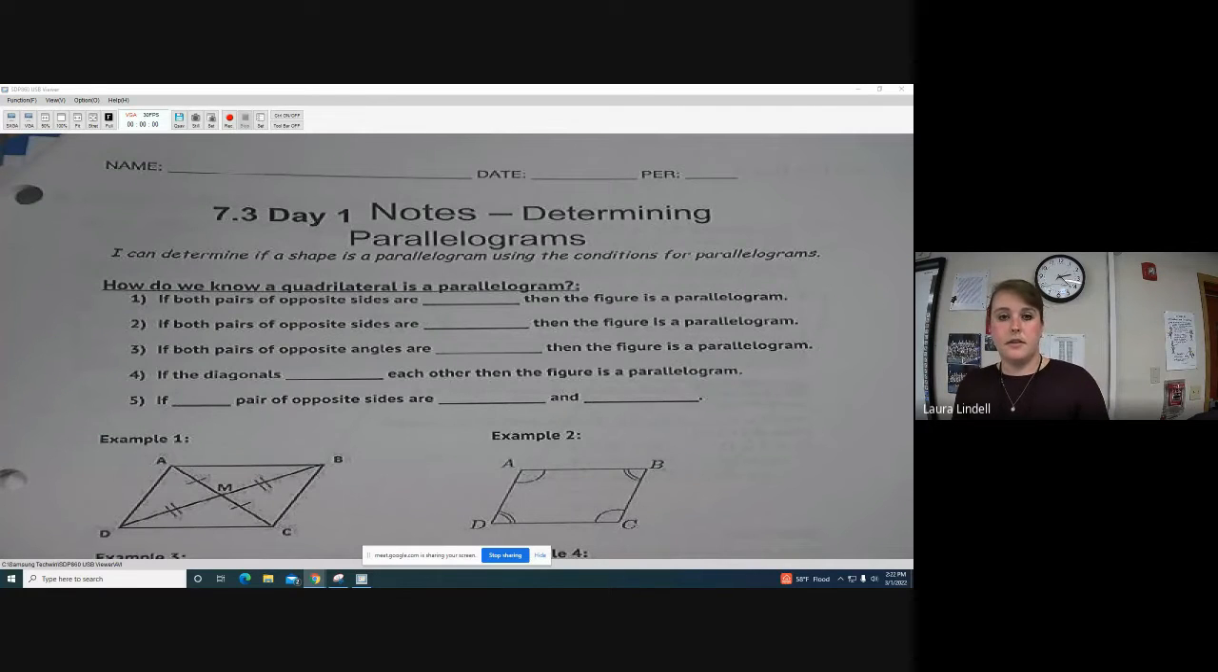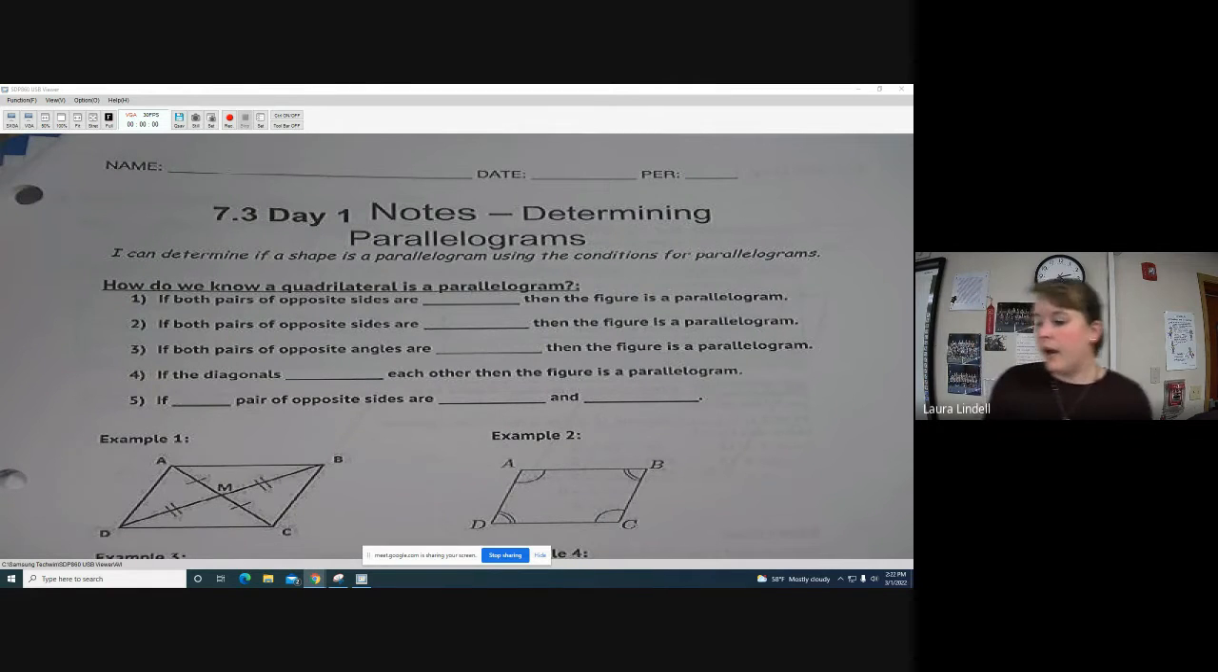All right, so today we're starting section 7.3, and it's all about determining whether or not something is a parallelogram. If you remember the properties that we talked about yesterday with parallelograms, those are going to come into play today. And this is going to lead us tomorrow into things like proofs about parallelograms. But before we get ahead of ourselves, let's just look at our properties.